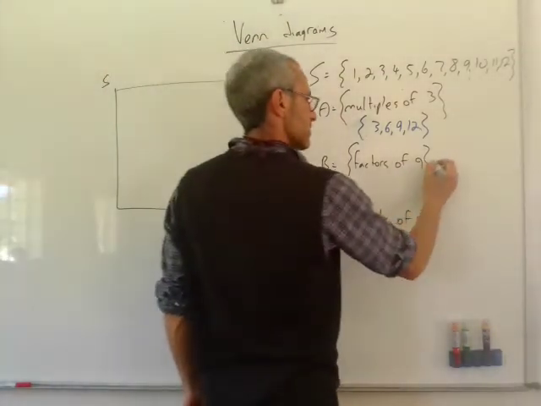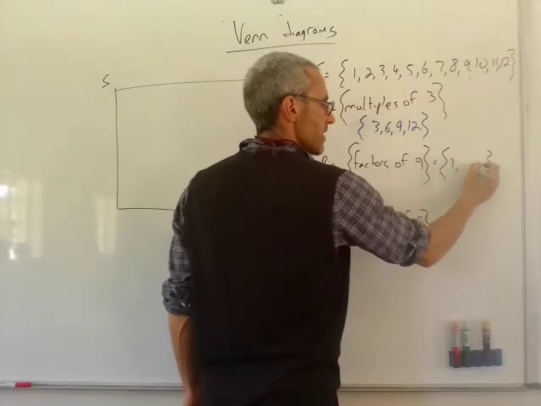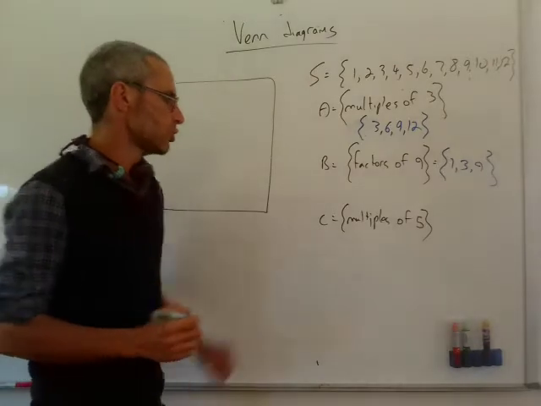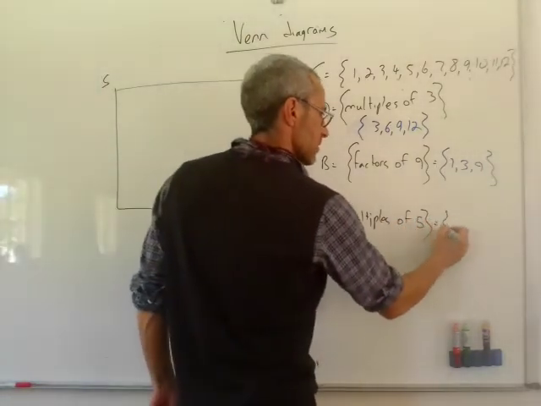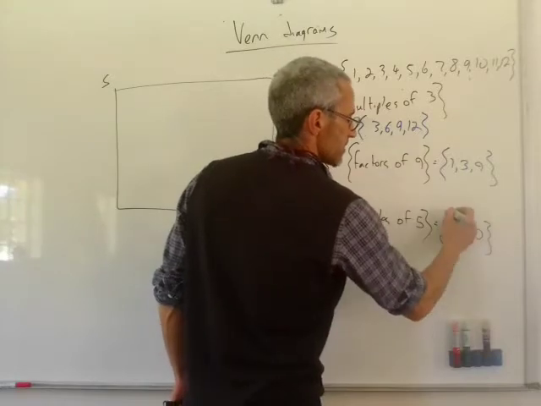Factors of 9. Which ones are factors of 9? 1, 9, and 3. So there are 3 of those. Multiples of 5. 5, 10. Yeah, that's it.